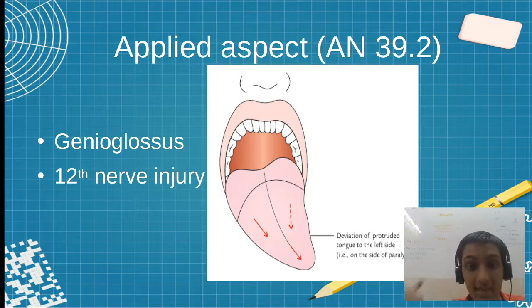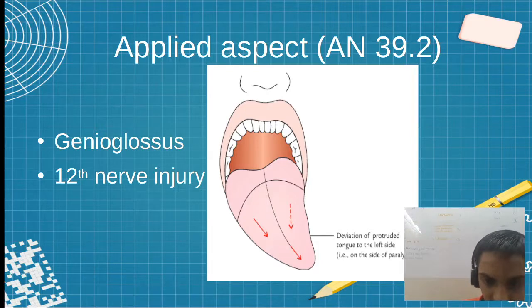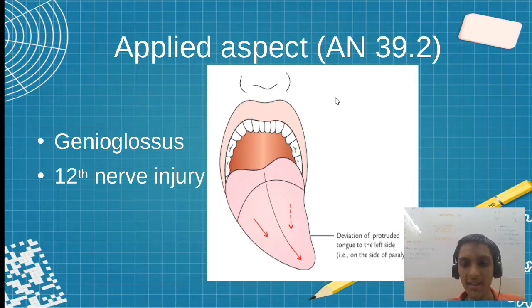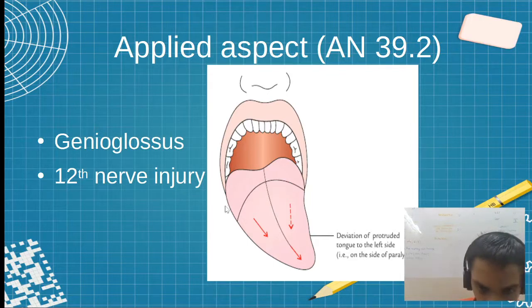Applied aspect. This is hypoglossal lesion. So what happens when we have a hypoglossal lesion? There is a deviation of the tongue to the affected side. So normally the tongue will be like this. It will be deviated to the lesion side, that is towards the left. Why? Because of genioglossus muscle.